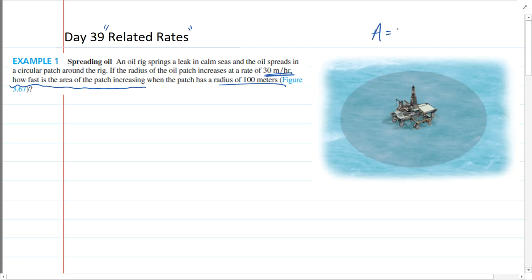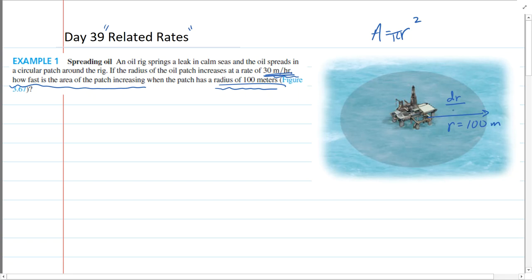Some prior knowledge that we need to have going into this is that if we're dealing with a circle, the area of that circle is equal to pi times radius squared. We are focusing at a point in time when the radius of this oil spill is equal to 100 meters. And we're also told that the rate at which this radius is changing with respect to time now is 30 meters per hour. There's a bit of a context clue here. The rate contains a unit of meters per hour.